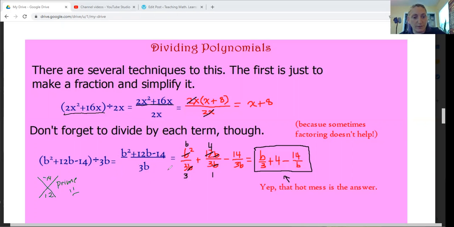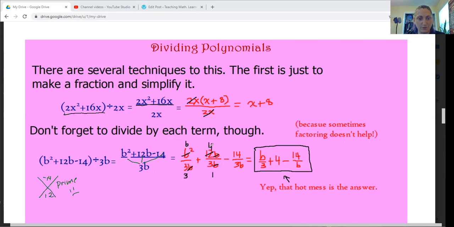It's just like Oprah: you get divided by 3b, and you get divided by 3b, and you get divided by 3b. Everybody gets divided by 3b. So here's our b squared term, b squared divided by 3b. And here's our 12b term, 12b over 3b, and negative 14 over 3b. Notice I turned negative 14 into minus 14 over 3b. All right, cancel those b's. There's only one left, and none down here. It's just b over 3 that's left.